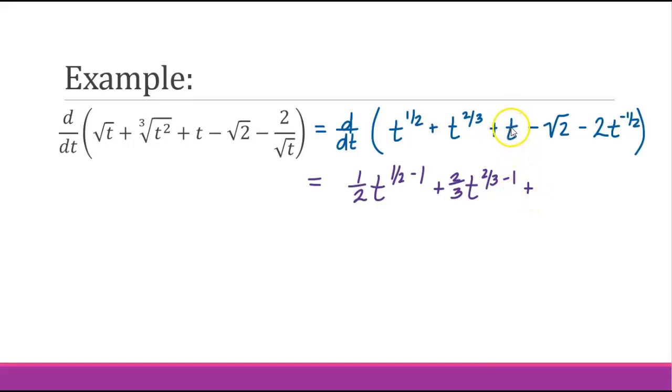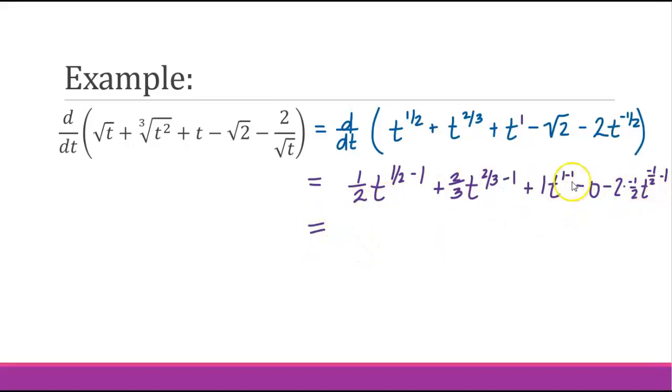plus, in this piece I have just t. Well, technically I have t to the 1. So what's really going on here is I can think about the power rule as if I have 1t to the 1 minus 1, so that would of course be 0. Here, as I mentioned, this is just a constant, so its derivative is 0, so minus 0 plus 0. And then on this last term, I'm going to go ahead and leave the negative 2 in the front, and then I'm going to bring down the negative 1/2 through multiplication, and then t to the negative 1/2 minus 1.